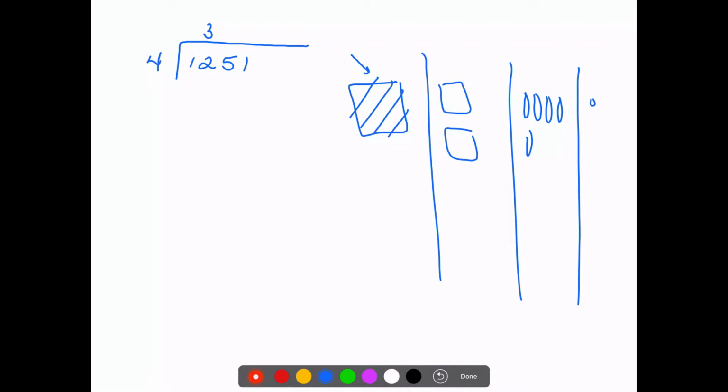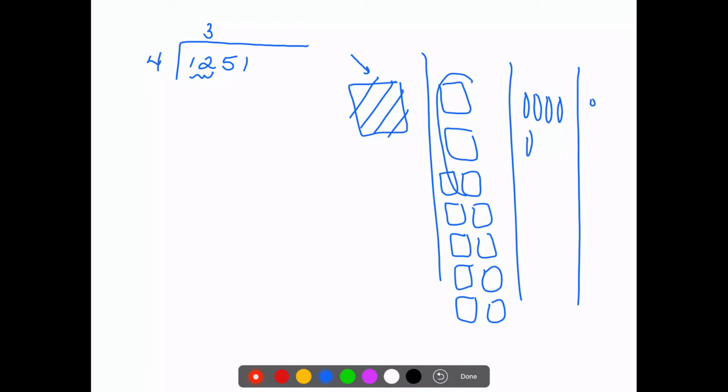We would cut this one up, and it would give us 10 more blocks in this place value. And notice now we have 12. So that's why we use 12. Then we would say, okay, how many groups of 4 can we make? We can make 3 groups of 12, and we can see that here. 1, 2, 3 groups of 4.